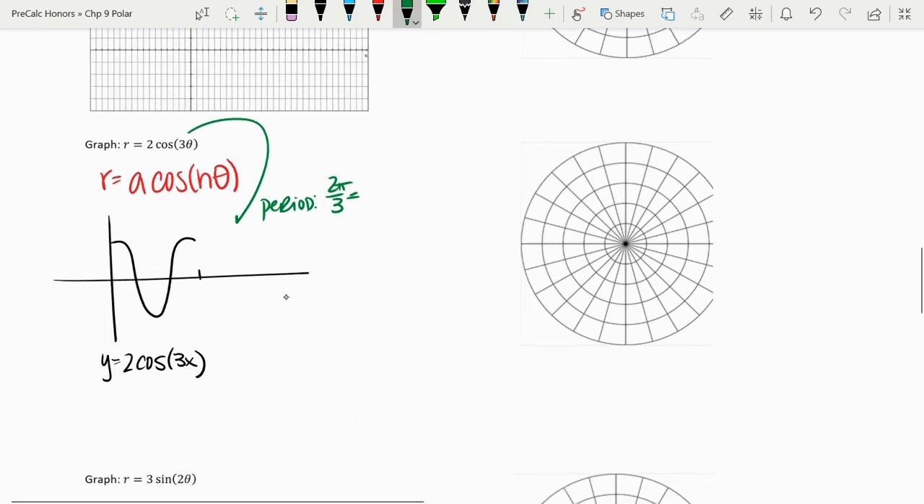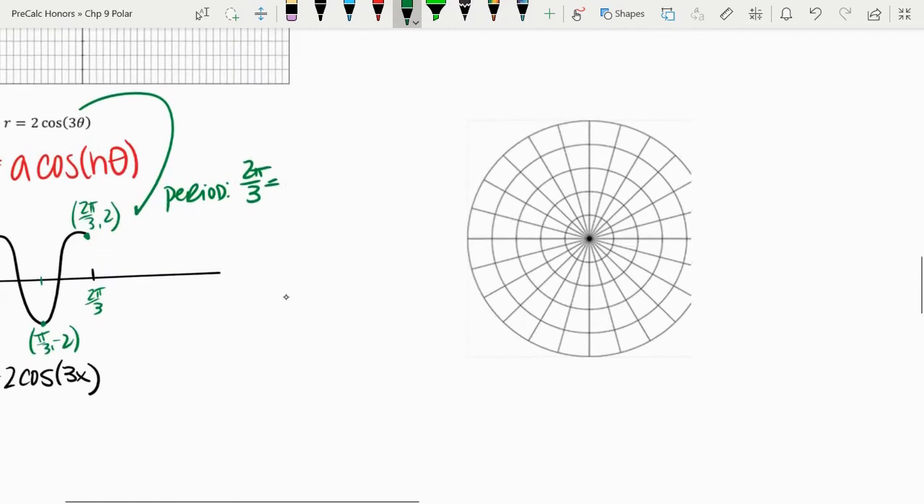So I'm going to put some points on here. Our amplitude's 2, so this would be 0, 2. I like to just label the maxes and mins. So this guy would be pi over 3, negative 2, and 2 pi over 3, 2. So some good points for our graph, and I'll start graphing them.